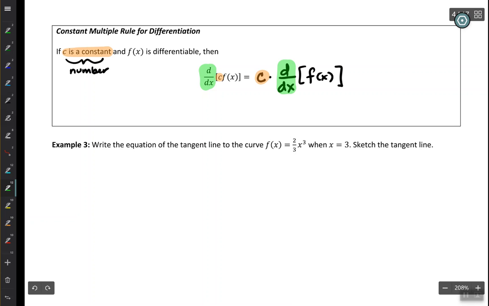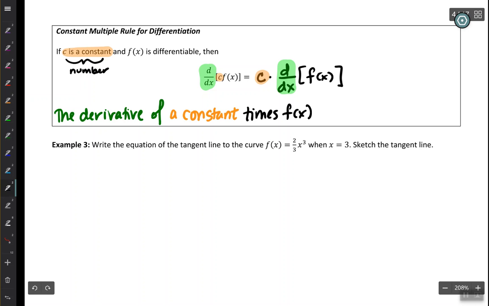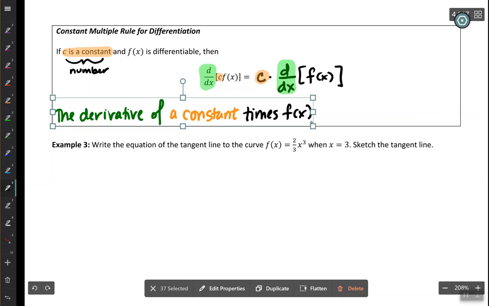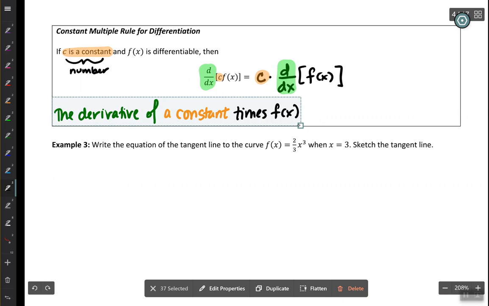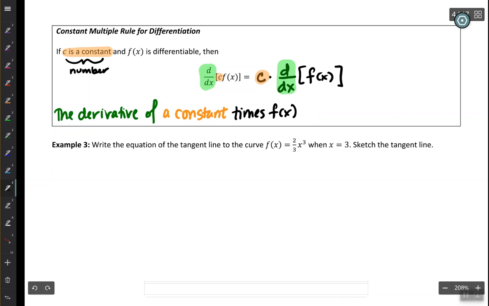All right. Maybe we write in English: the derivative of a constant times a function is just the constant times the derivative of the function. How about we write it in math? It's just the constant times the derivative of the function.